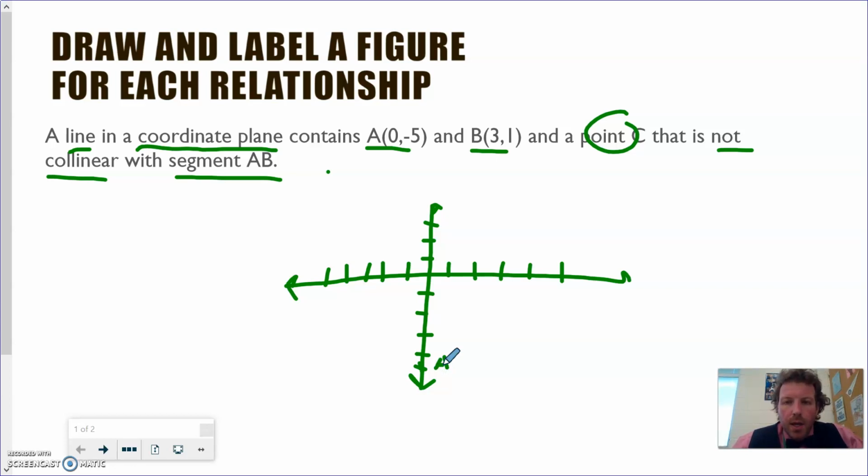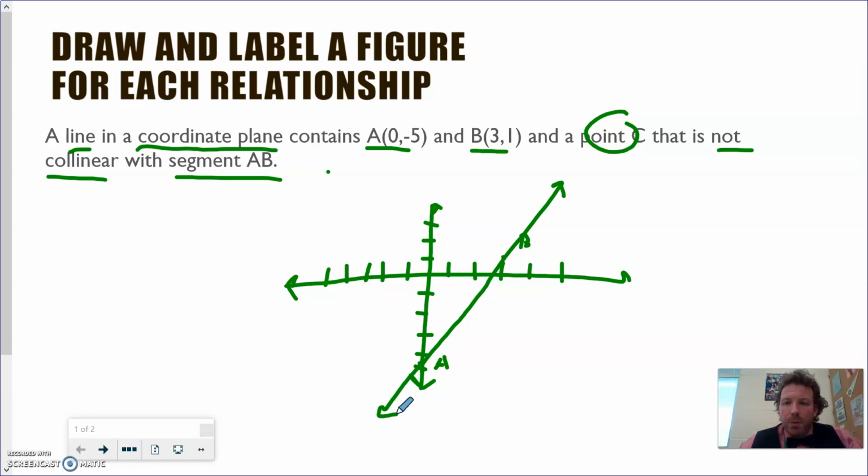Point B is located at (3, 1), so we're going to go over 3 and then up 1, and put a dot. And that's going to be point B. And then we're going to connect those, making a line, because it says we wanted a line that contained those. All right, so we've taken care of the first part.